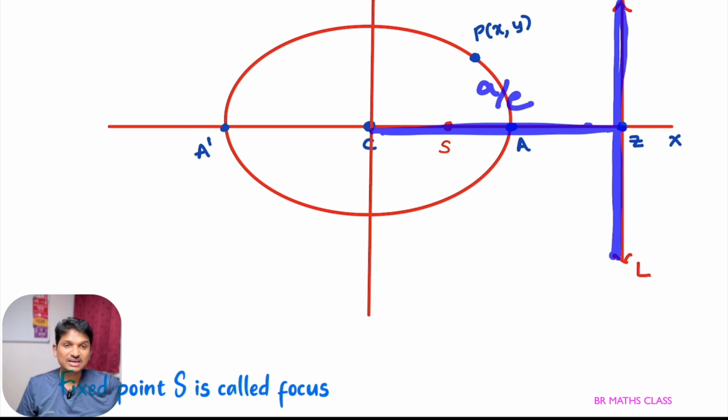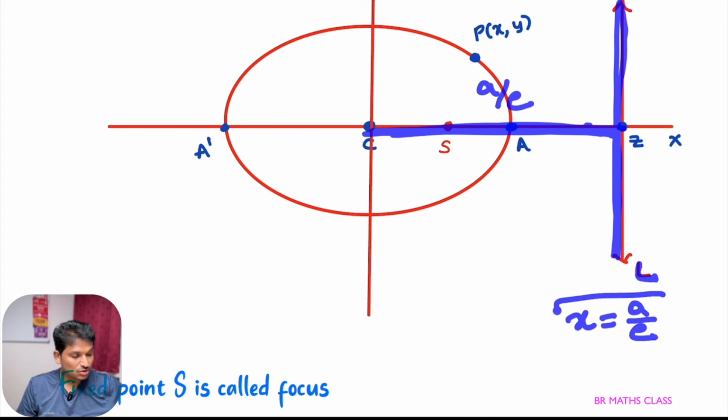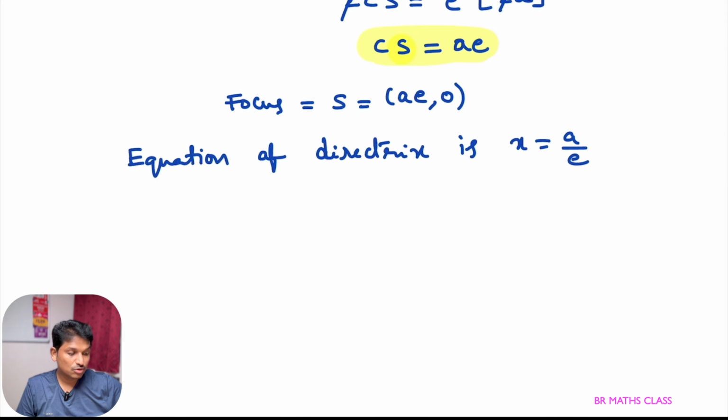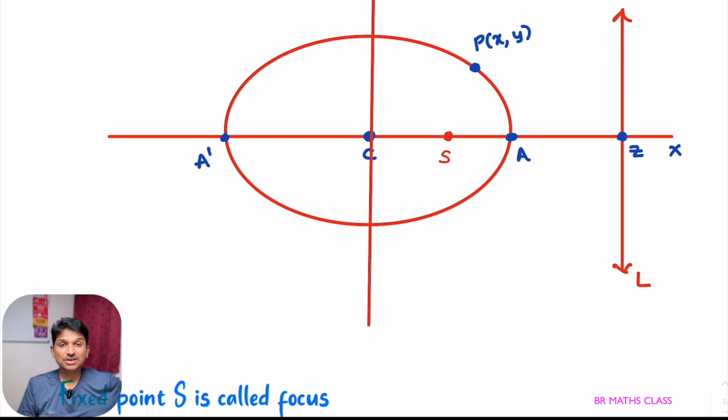See, this directrix is L, na? L is called directrix. This directrix is parallel to y-axis, so its equation starts with x equal to, as this length is A by E. Equation of directrix is what? Equation of directrix is x equal to A by E, right? So equation of directrix, that also I'll write here, x equal to A by E. Okay, equation of directrix is also over.